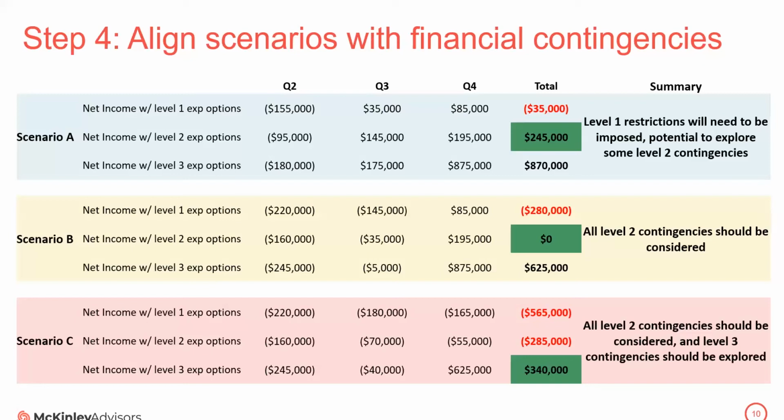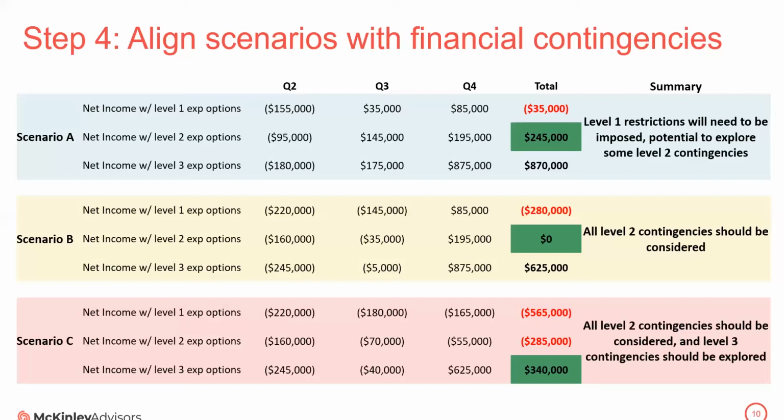And it's important to note here that really the idea is not to say, well, I want to be prepared for scenario C, so we should go ahead and implement all level 2 contingencies. Remember your trigger points. So the idea is to respond to the current climate, but then have a plan for what if things get worse. So you're kind of implementing these expense reductions in response to what is actually happening in real time.